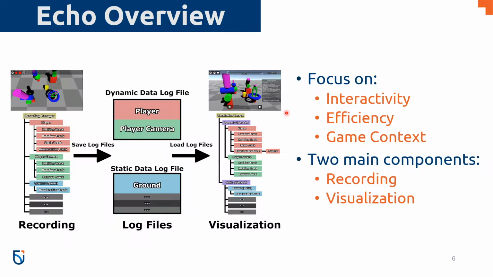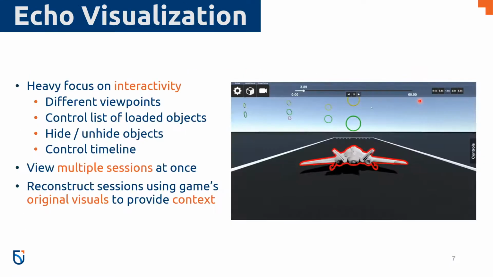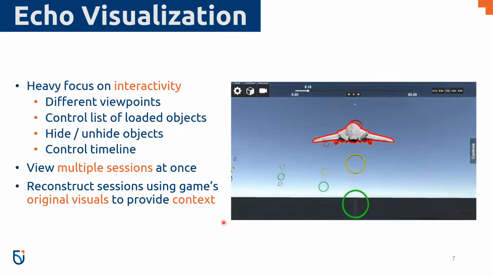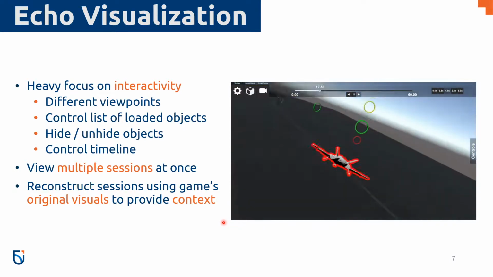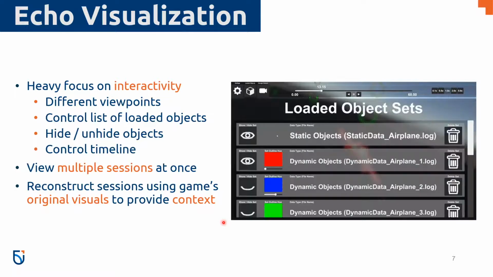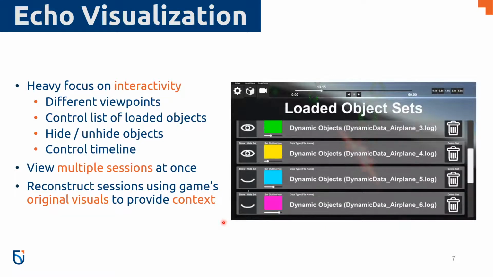ECHO has two primary components. It's got the recording system and the visualization system, with the log files as an in-between. We had three main focuses when developing the tool: interactivity, efficiency, and game context. Again, we've been looking to provide a balance of speed and context, but also allow the data to be interacted with so you can customize the viewing to make it easier to understand what's going on. We can see that in action here. Right now we're viewing the player's original camera, but through ECHO. We're able to speed it up, and we're also able to show a bunch of other planes at the same time as well.